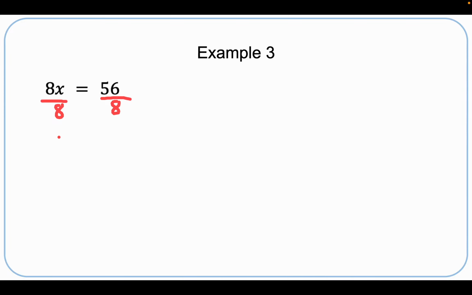So we simplify for our next step. We're left with x equals 56 divided by 8 is 7. And that's much simpler than using that multiplication rule with the reciprocal. And of course, we can check our answer by plugging our solution, 7, back into our original equation. 8 times 7 equals 56.